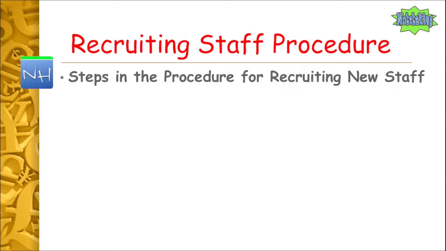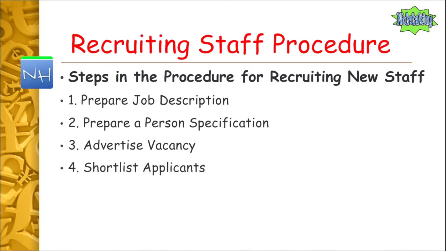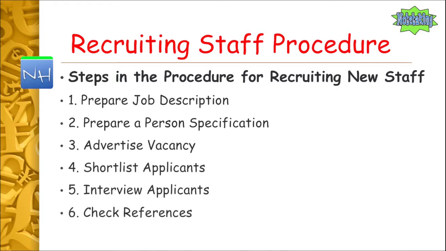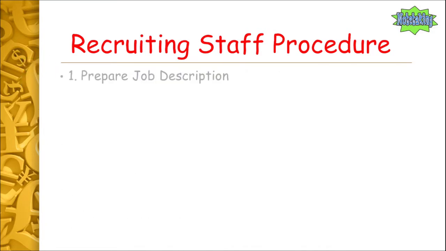So, the steps involved in the procedure for recruiting new staff, now this is often done by the human resource manager, are that they prepare the job description, prepare a person specification, and you need to know the difference between the two of those. You advertise the vacancy, shortlist the applicants, interview the applicants, check the references, and make a job offer to a successful candidate. So there are the 7 main things you need to know. We're going to break them down into detail now.